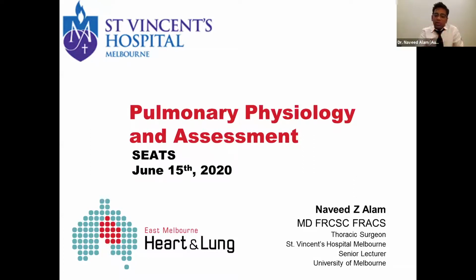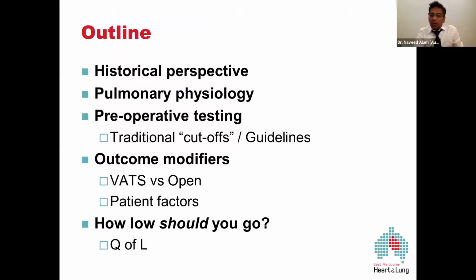So we'll just launch in, and hopefully it'll be pretty understandable. So just an outline of what I plan to talk about. I'll discuss a little bit about the historical perspective of pulmonary physiology and assessment from the perspective of surgery. We'll do a very quick review of important things in pulmonary physiology. And then we'll look at some preoperative testing and the traditional cutoffs and guidelines that all of us older surgeons learned, and maybe some of our trainees are learning now.